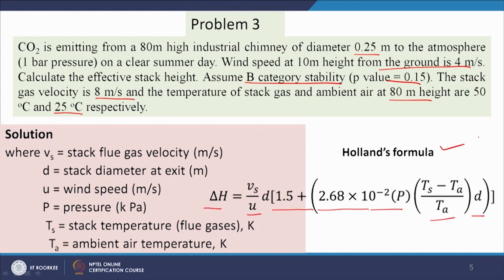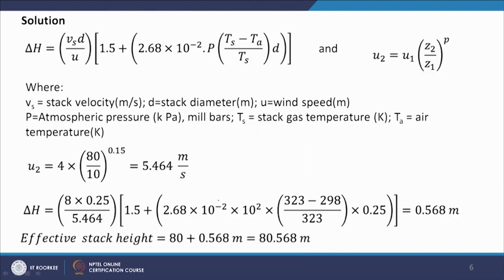So, here we have to put the values of D, the stack diameter in meter, already given. Then the u value at 80 meter we have to calculate; 4 meter per second is given at 10 meter. Vs, the stack flue gas velocity, is given, and Ts, Ta are given, P is also given. So, now we can get the value of del H. How? Del H equal to this expression. So, we have to calculate the u value first.